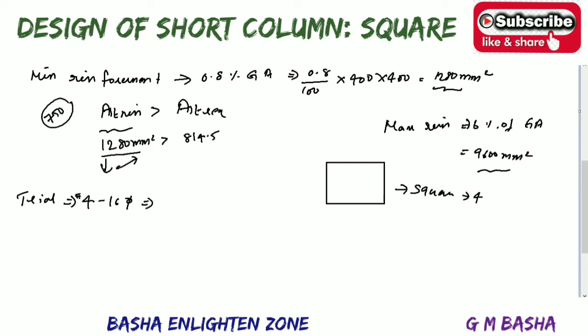How much will you get for this value? 4 bars, 4 into pi d square by 4, the 4s cancel. So 3.14 into 16 whole square will be equal to 893 mm square. So here you will get a value of 893.84 mm square. And go for the next trial, 4 bars of 20 dia. After solving that, again the 4s cancel, 20 whole square, which is 1256 mm square.